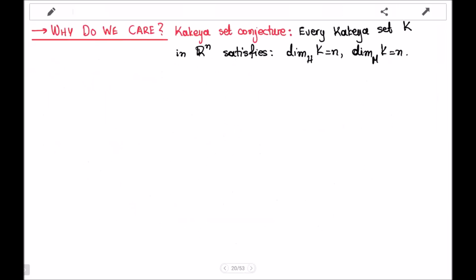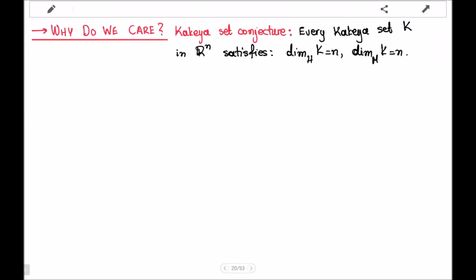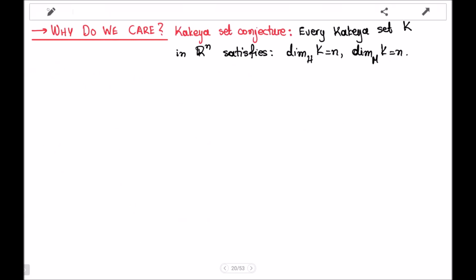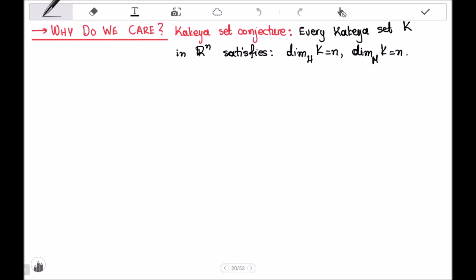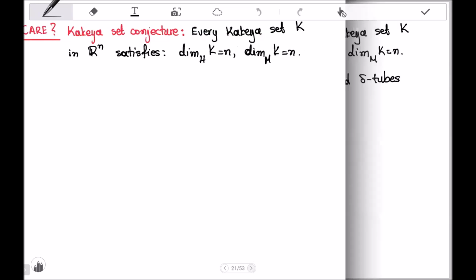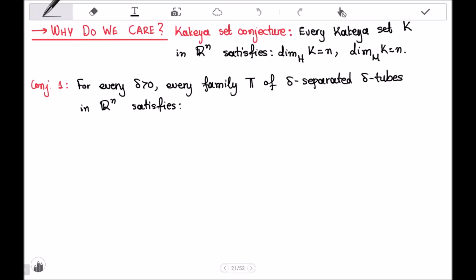Okay, apologies about this. So, right, the conjecture is that Kakeya sets have full Hausdorff dimension, and we only discussed the Minkowski dimension part. So we said that there is another conjecture about delta cubes that are delta separated that would show that the Minkowski dimension is full. And this is this one.